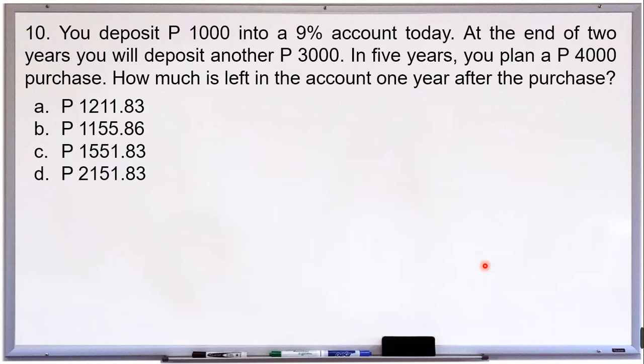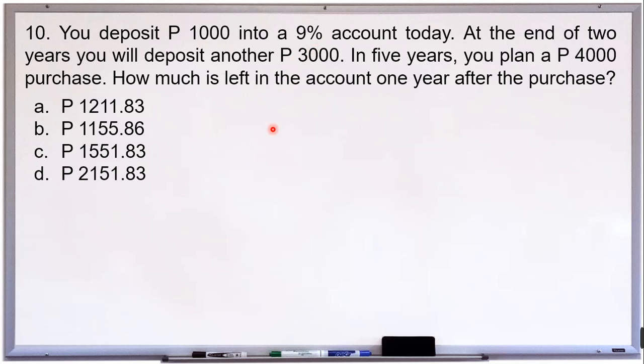Next, the problem states that you deposit 1,000 pesos into a 9% account today. So at the end of 2 years, you will deposit another 3,000. In 5 years, you plan a 4,000 purchase. So how much is left in the account 1 year after the purchase? Now, if you have a 9% account today, this is automatically an interest rate for an annual compounding scheme. So that is per year.